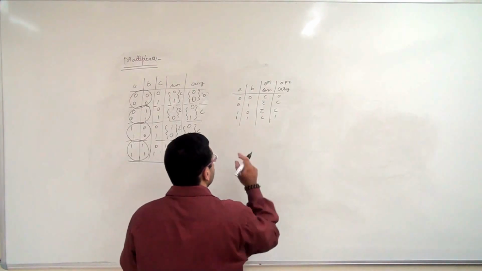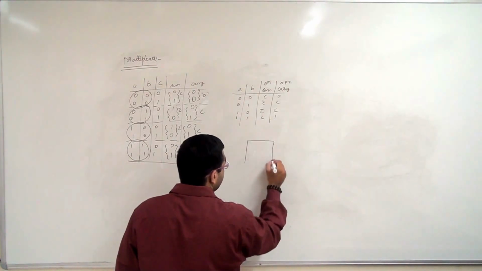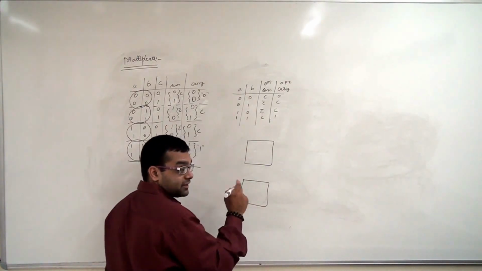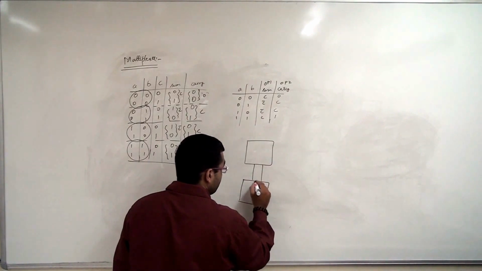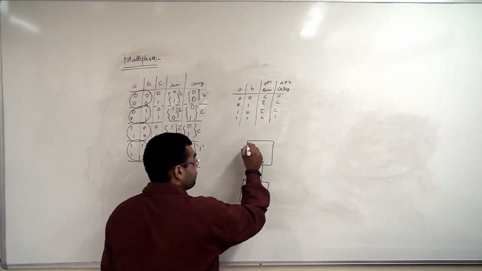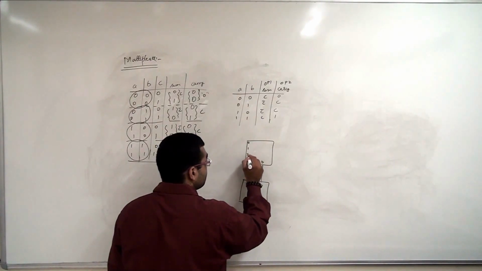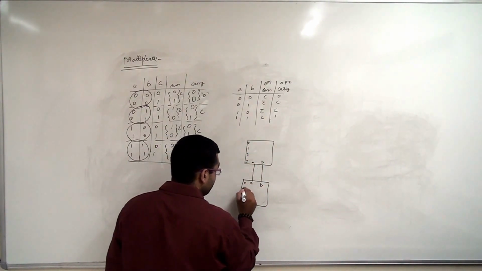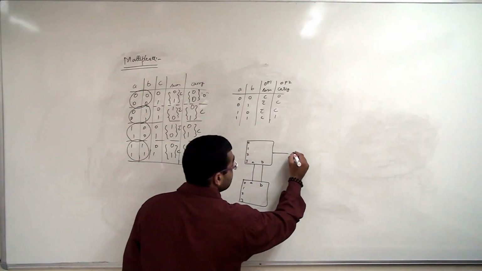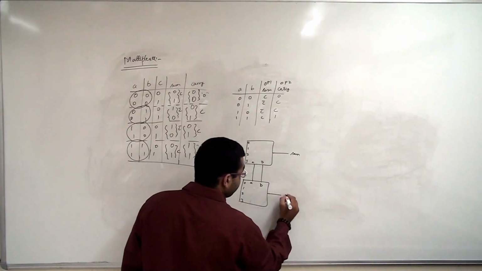Okay, so using this concept we have 2 4 cross 1 multiplexers where A and B are the common select lines to both. We have 4 inputs 0, 1, 2 and 3, 0, 1, 2 and 3. The output of this one will be the sum. Here it will be carry.